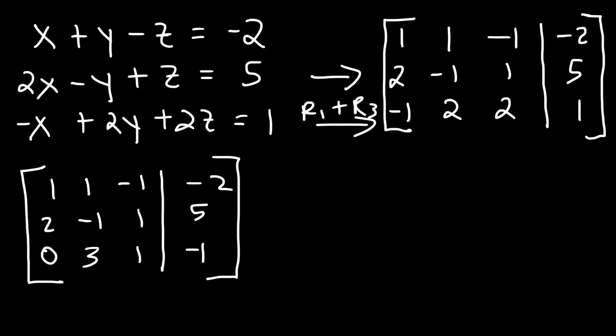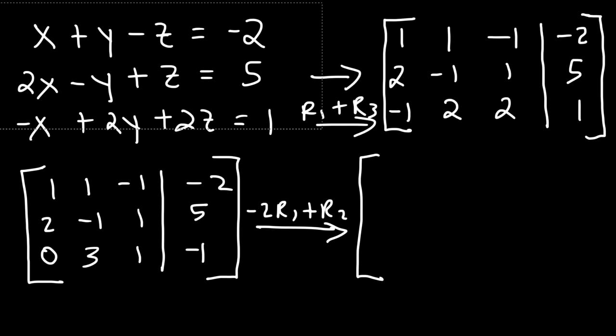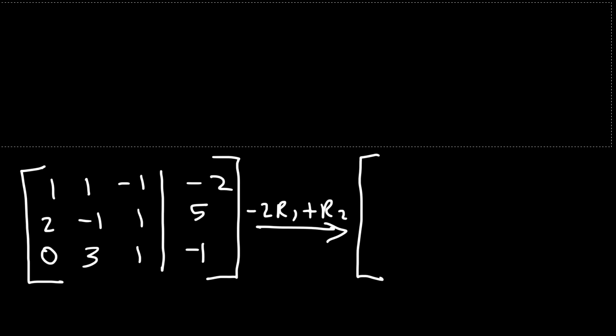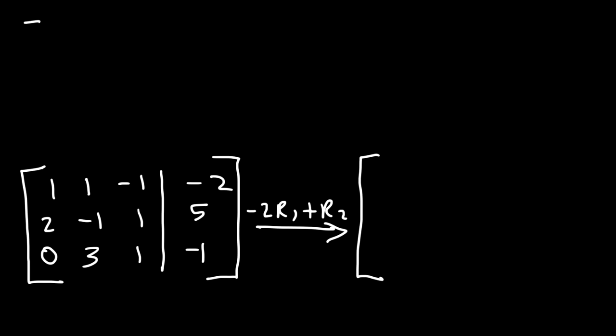Now the next thing I want to do is convert this 2 into a 0. So I'm going to apply the changes to row 2. I'm going to multiply row 1 by negative 2, because this will become negative 2, and then add that to row 2. So I'm going to write it out step by step for this one. So here's the operation that I'm applying. It's called the matrix row operation.